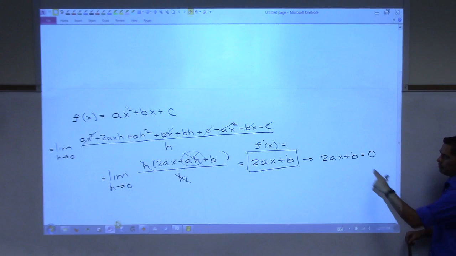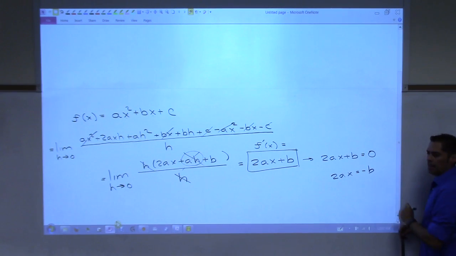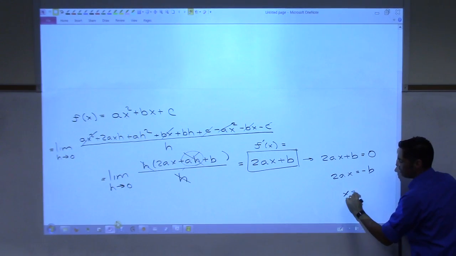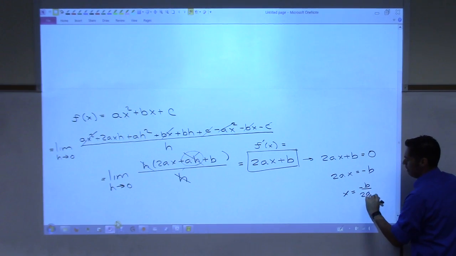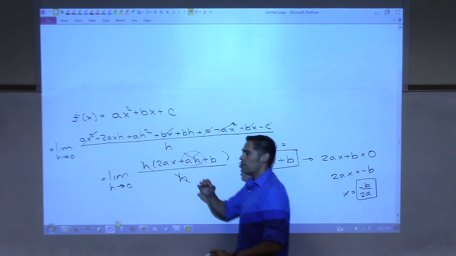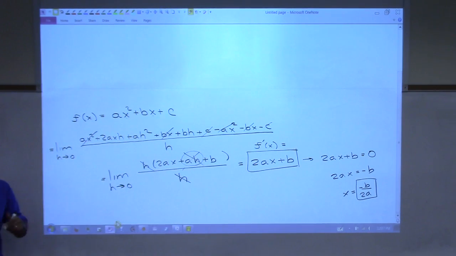So what would happen? You move the b over, negative b, and then you divide out 2a on both sides. And you get x is negative b over 2a. And there it is. That's your formula. If you want to find the x coordinate where your slope of your tangent line will be 0, then you must make your x coordinate negative b over 2a. And that is it.